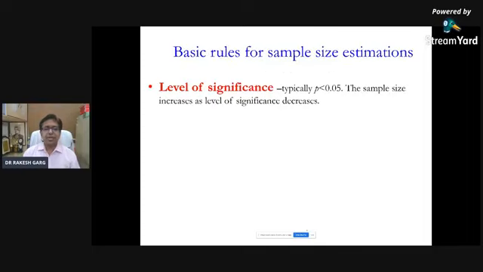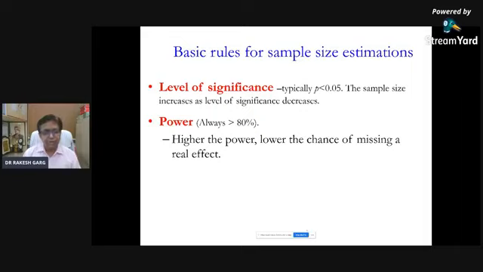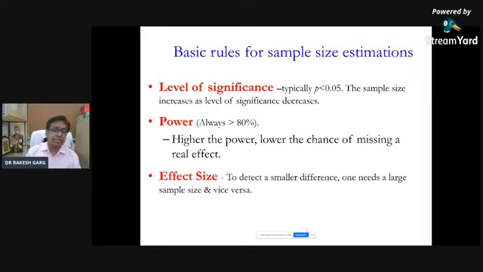So this means when you have to do a sample size calculation, you should think of the level of significance. Usually we keep it at 0.05. You need to know the power of your study. Usually we assume it to be 80%, but sometimes we can go for 90% also.